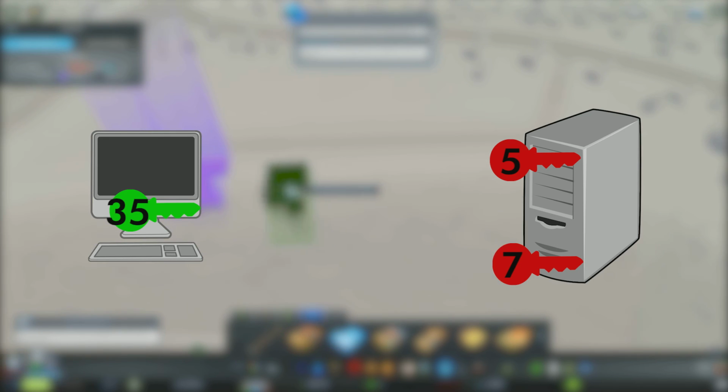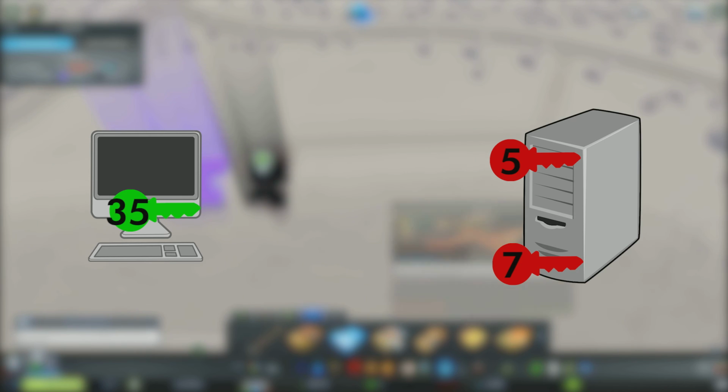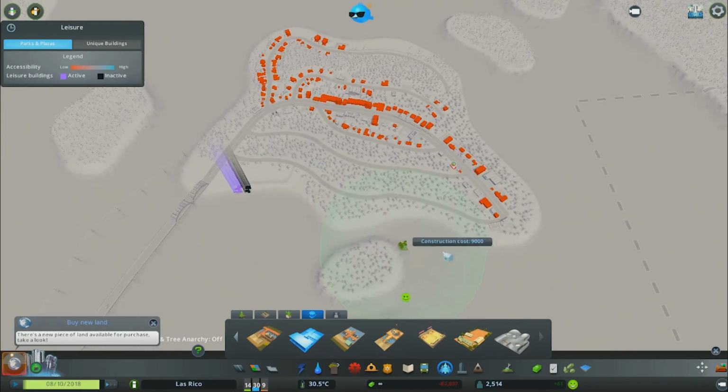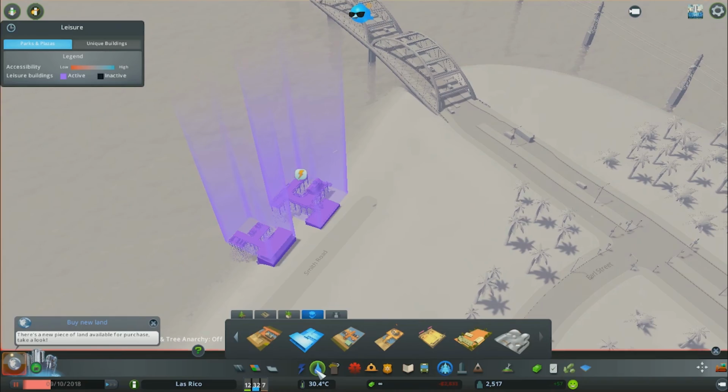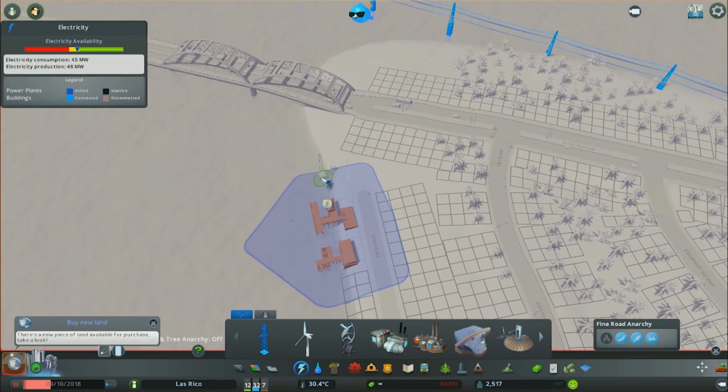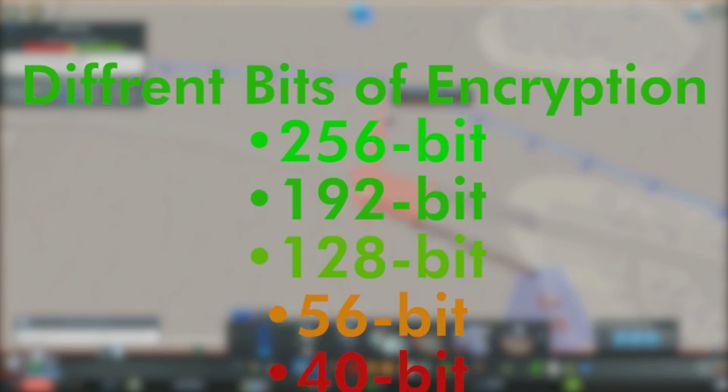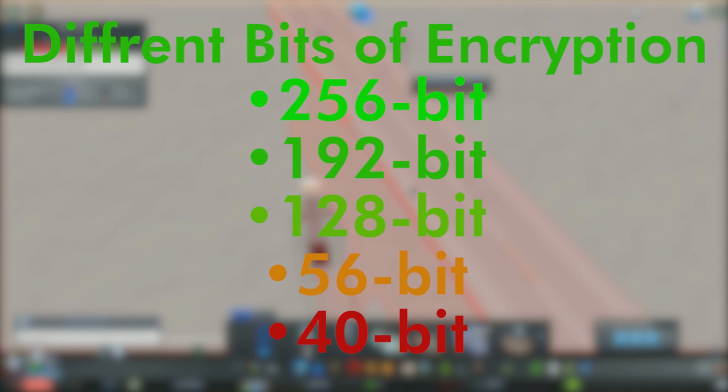Let's not forget that in real life, encryption is not done with 5 or 7 but with prime numbers as large as 2 billion or more. And guessing such a huge number would take even centuries. For normal people, encryption is classified into bits: 256-bit, 192-bit, 128-bit, 56-bit and 40-bit.